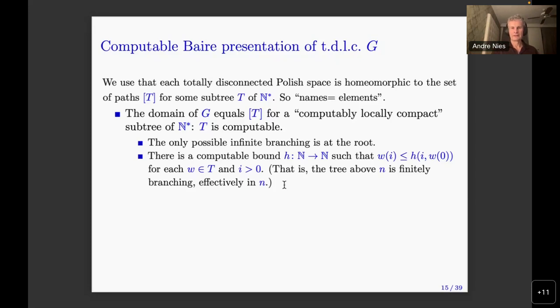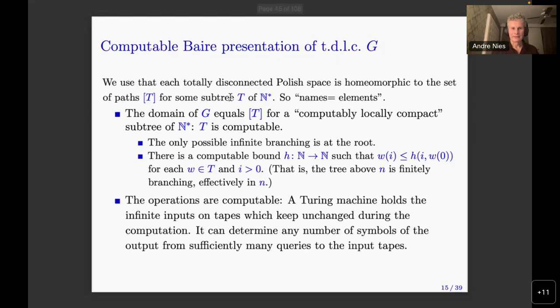So you can show that any locally compact totally disconnected space is in fact given by such a tree which only branches infinitely at the root. But here I add the computability conditions on the tree. Picture coming soon, but I want that the operations of the group are computable on that tree, which means for each operation, there's a Turing machine that holds the infinite inputs on read-only tapes.